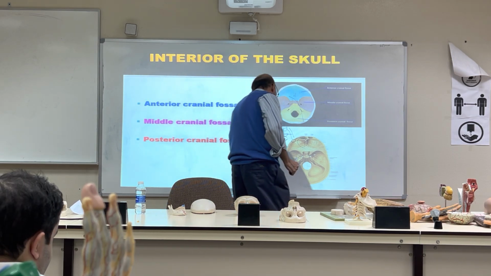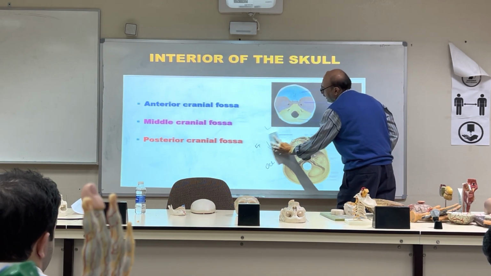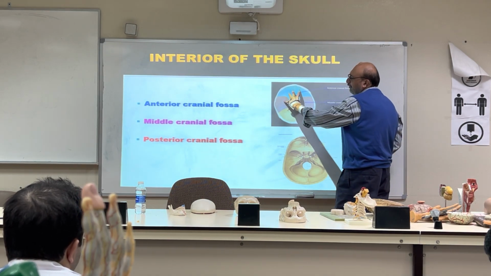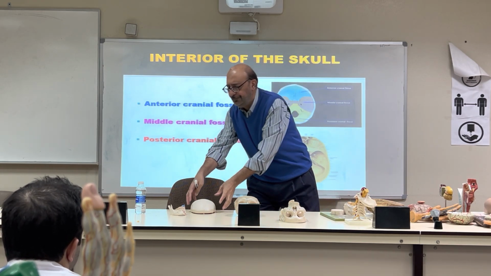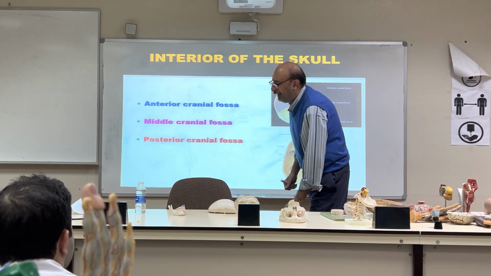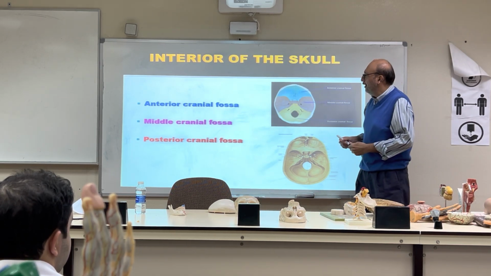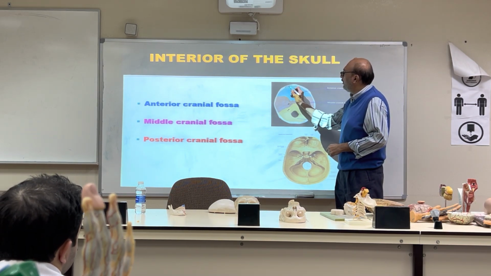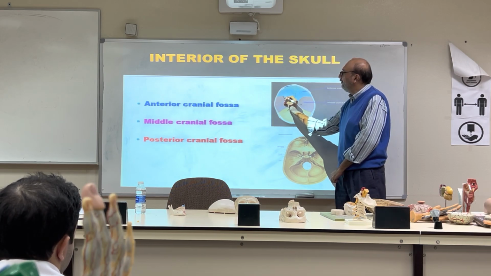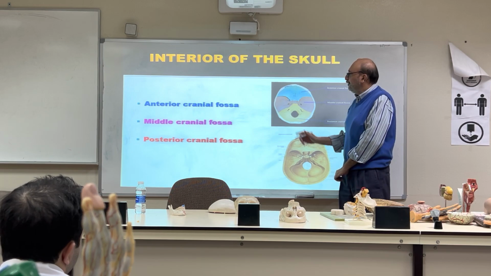What is the anterior cranial fossa, middle and posterior cranial fossa? Now I am in the interior of the skull. I am inside the cavity, okay? We have removed the vault. Here was the vault. We removed it, and now I can see the cavity. Remember one thing. Here is the anterior boundary of the anterior cranial fossa. Here is the posterior boundary of the anterior cranial fossa. Good? Now, this is anterior.